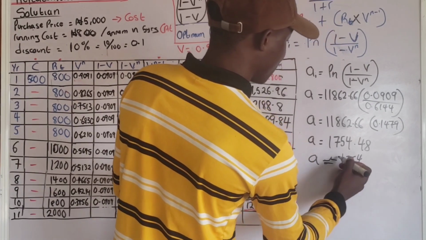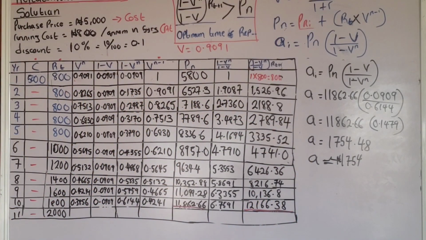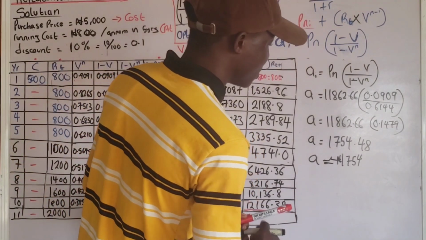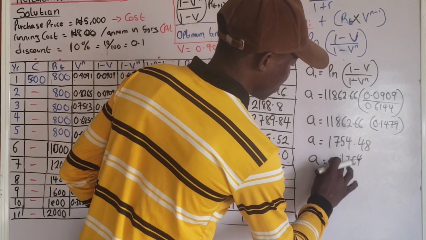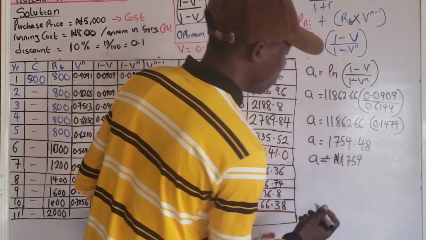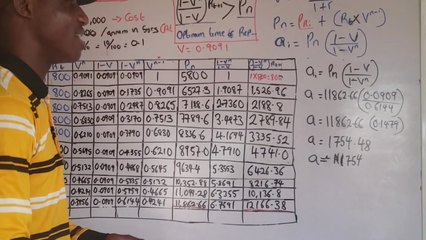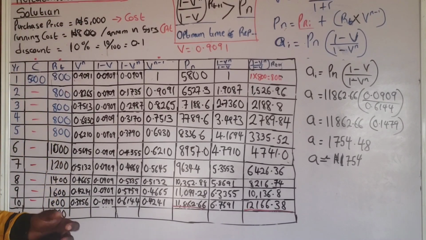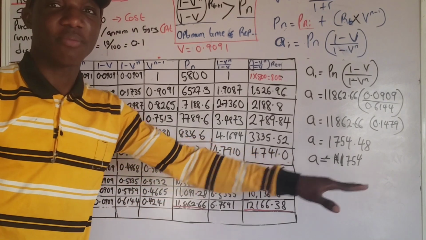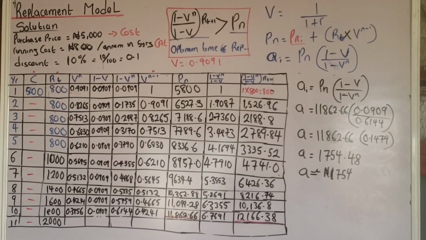Just approximate to the nearest whole number, that is 1,754. So the amount of money that will be set aside per year to replace the machine for a new one is 1,754 naira. That is the amount that should be set aside per year. If the company or the firm or the individual that owns the machine wants to replace it with a new one, they have to be setting this amount aside by year. You can see that it's simple. So that is the solution to the question.